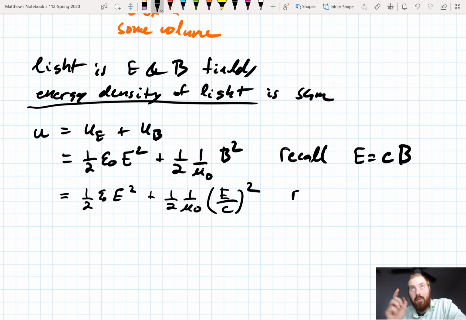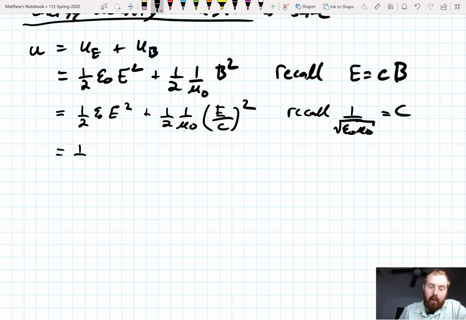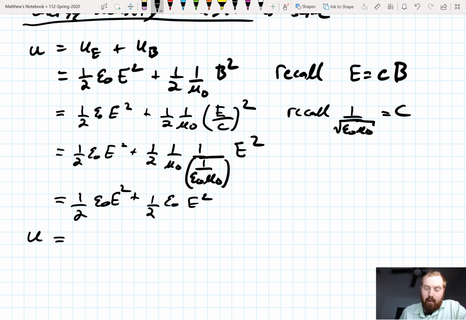Furthermore, again, recall that the speed of light came from these epsilon naught and mu naught constants. So I'm going to rewrite c. Leave that first term alone, and for the second term we're going to have 1 over mu naught times 1 over epsilon naught mu naught, times E squared. Squaring the c canceled the square root in the definition. All right, now let's simplify. Mu naught cancels out. 1 over 1 over epsilon naught is equal to epsilon naught. And boom, we get that the light energy density is just epsilon naught E squared.